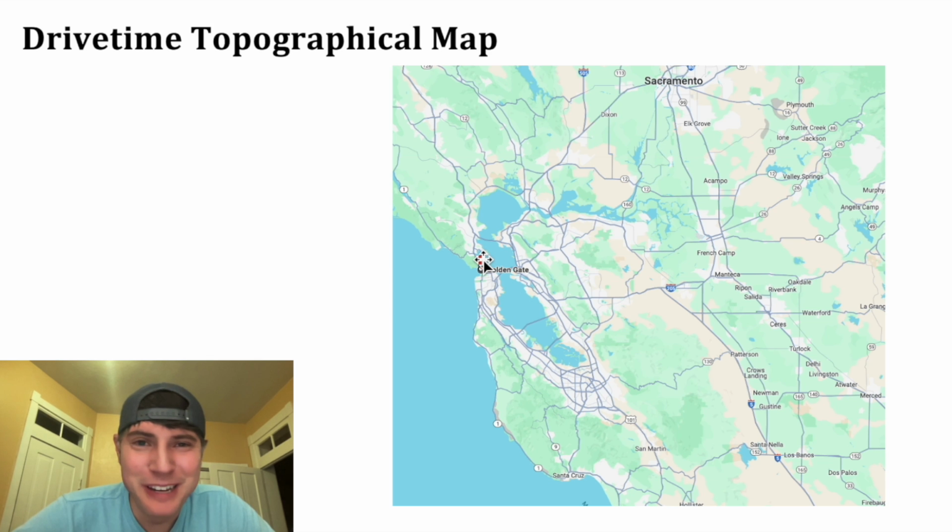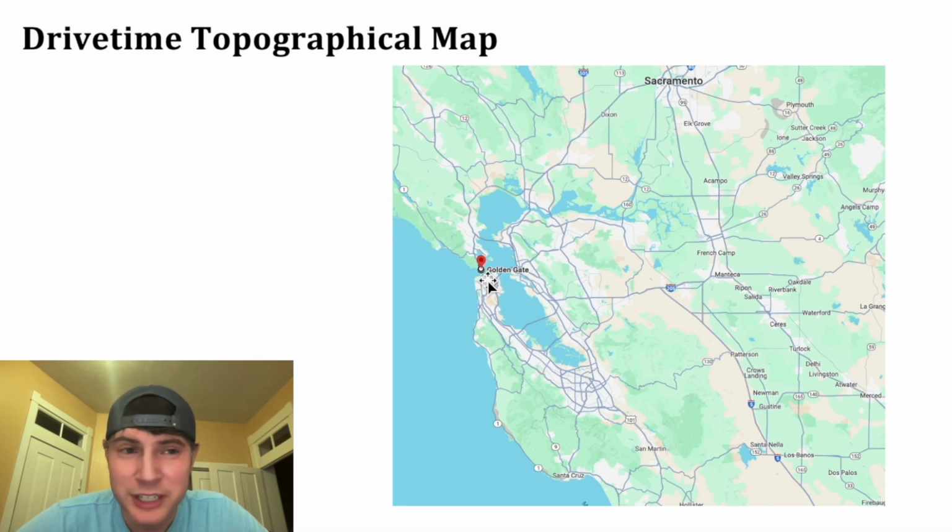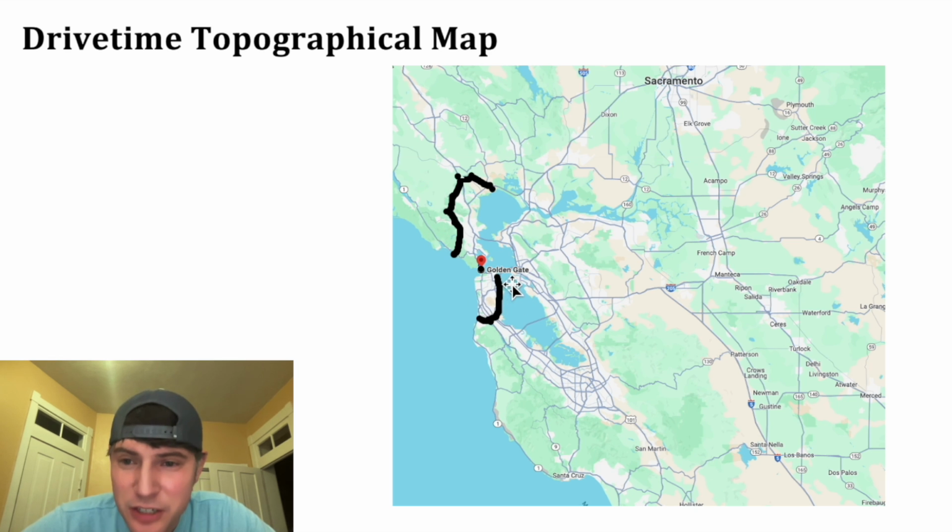Hey guys, I really wanted to make a drive time topographical map. So for example, if we begin at the Golden Gate Bridge, this is how far we can get in 30 minutes. And it's kind of interesting, looking at downtown, you're really not going to get very far from the bridge. But going south, you can get some pretty decent distance. And if you catch the freeway going north, you're really able to get a good distance in 30 minutes.